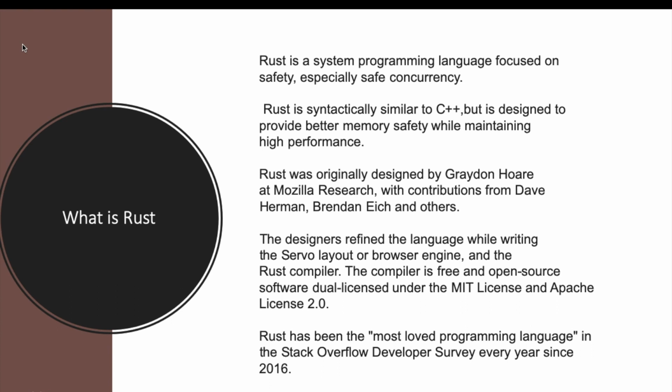But why Rust? Why the need for a new language, and why are people starting to learn it? Rust was originally developed by Graydon Hoare at Mozilla Research. He was an employee of Mozilla, with contributions from other colleagues. This is actually copied from Wikipedia, and you can go and check; there are multiple stories of the use case, and the actual project documentation is also available. The designer defined the language while writing the Servo layout browser engine and the Rust compiler. The compiler is free and open source software, dual licensed under the MIT license and Apache license 2.0.